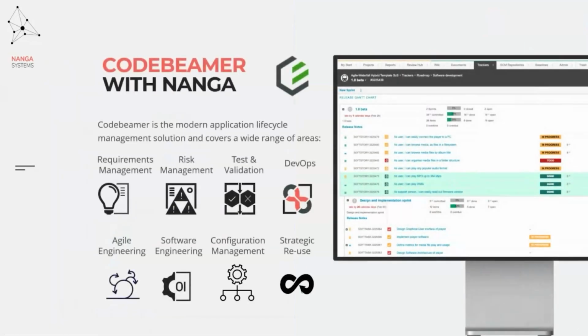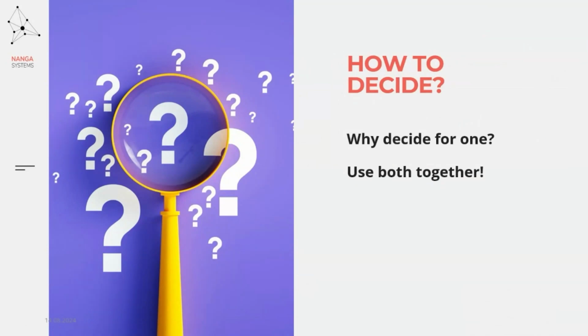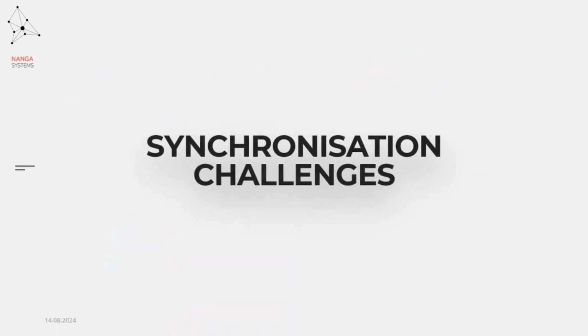Okay, thank you, Lars, for the introduction and also for the brief overview about Codebeamer and Jira. Now we have seen two tools, but in real life, there is a question: how to decide which tool to use? But is it really a decision? Why decide for one? You can use both together. But for this, you need an integration. But integrating tools, especially such complex tools like Jira and Codebeamer, will lead to some synchronization challenges. And this is the topic of the next slide.